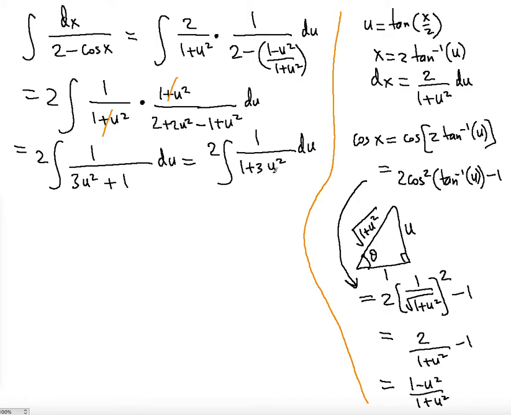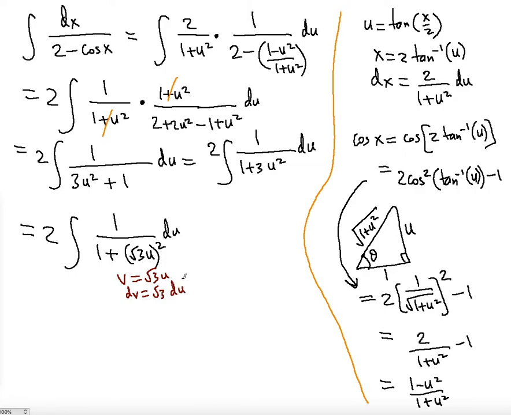So notice that this looks almost like the arctangent antiderivative form, because you can express this as 1 over 1 plus root 3 u, and then square that, du. Because if you square the square root of 3, you get 3 exactly, and u is squared as well. So this can now be used for the substitution. Let v equal radical 3 u, so dv is radical 3 du. So du is 1 over root 3 dv.